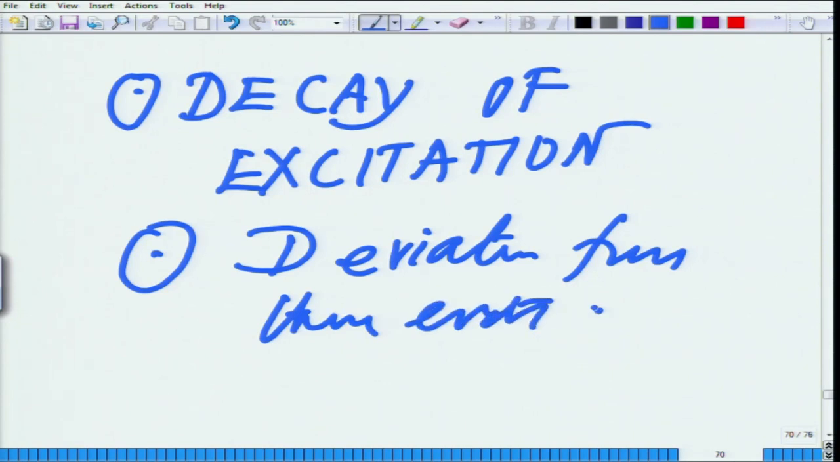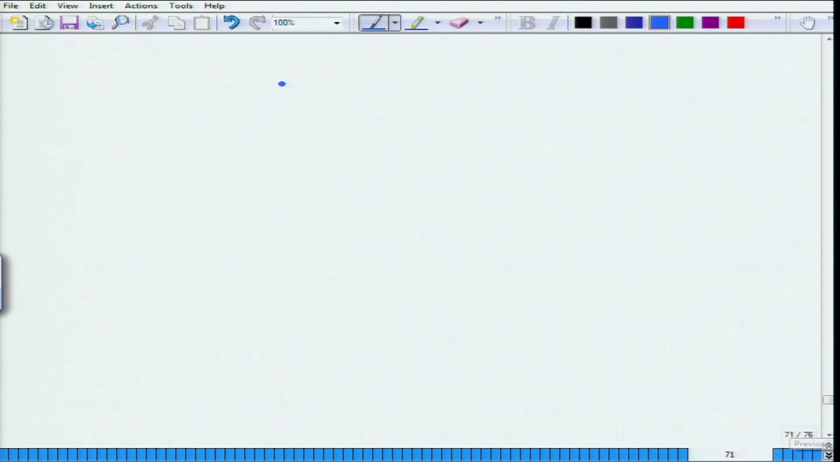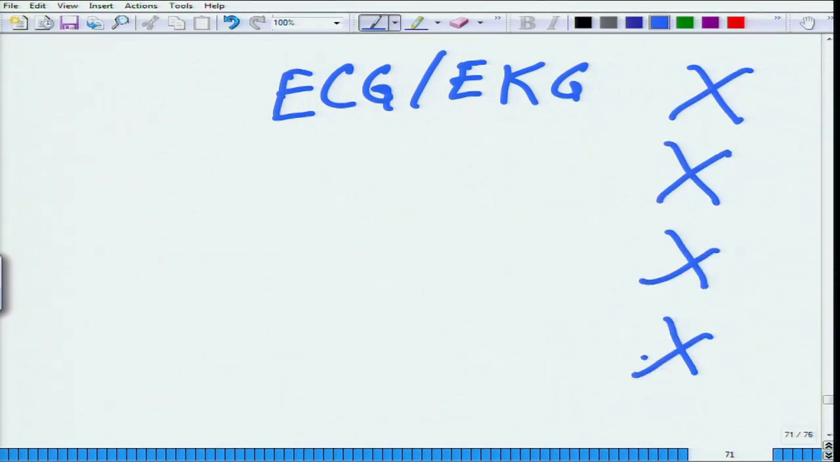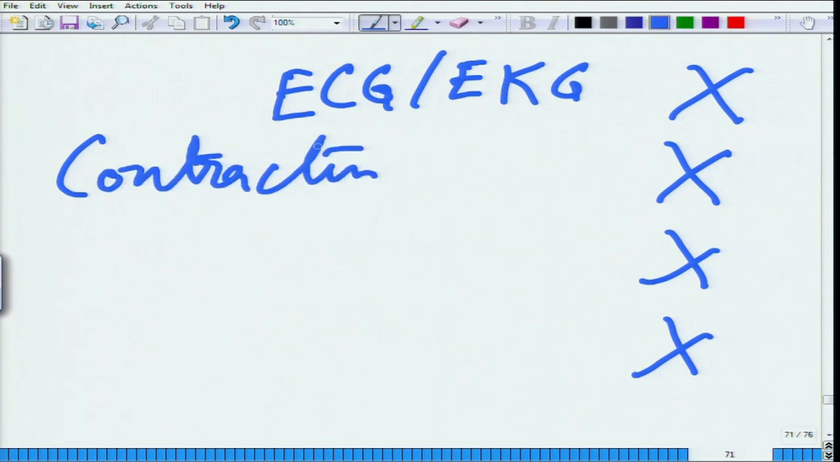What can EKG not tell you? This is very important. What ECG or EKG cannot tell? This information cannot come from an EKG. This is what it cannot tell you: contraction and pumping efficiency.